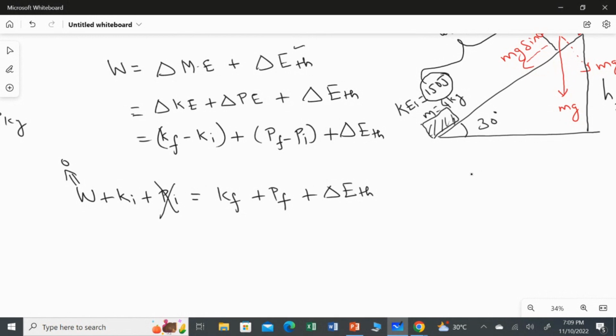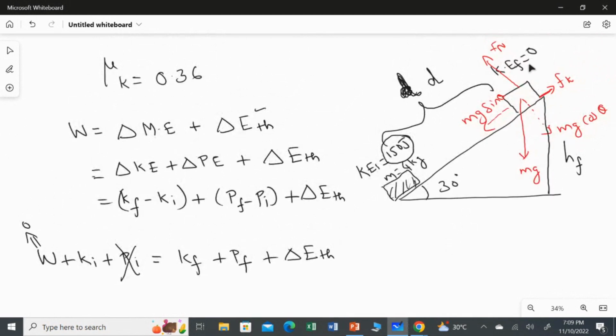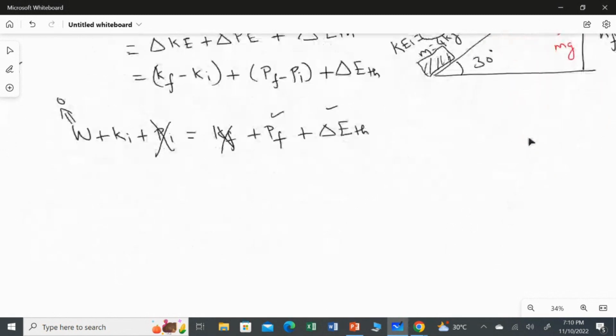Am I right? And also, when the block reaches the maximum height, the speed will be stopped. So the final kinetic energy will be 0, right? And when the block reaches the maximum height, you will get the final potential energy. And also we have to find the thermal energy. Clear? So now I'm going to substitute the values in this equation.